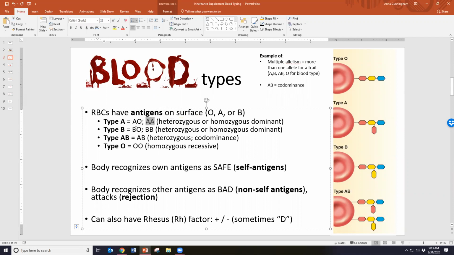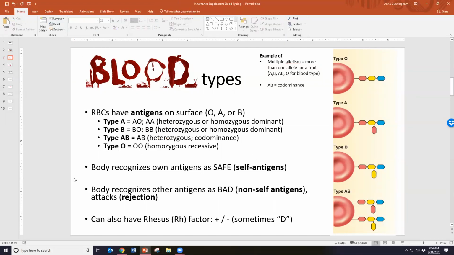Type B blood could be BO, a heterozygous dominant B, or it could be homozygous dominant B. Type AB would be an example of codominance, like I mentioned, so you would have both dominant alleles, A and B. And type O blood would mean that both recessive alleles were present, so that would be homozygous recessive. So what does all this mean?